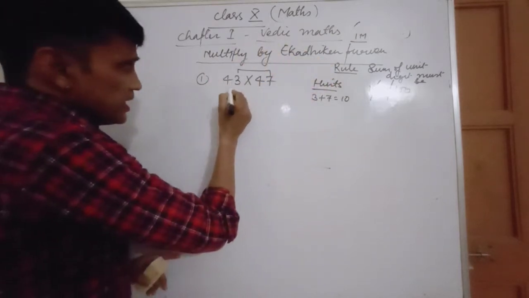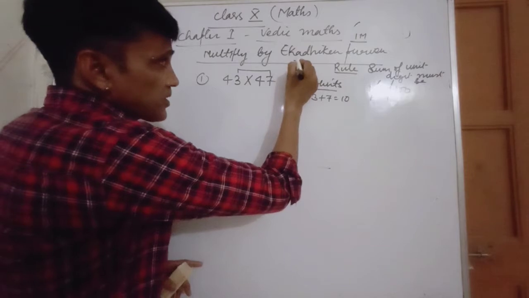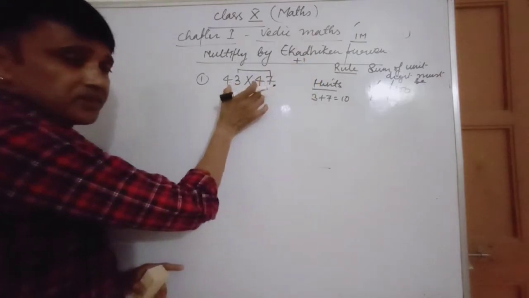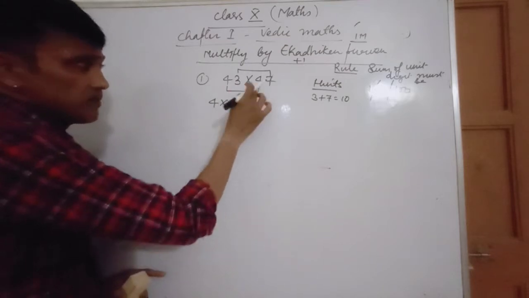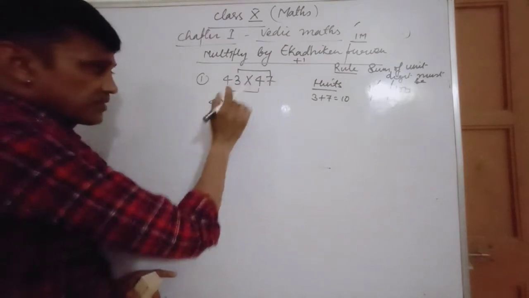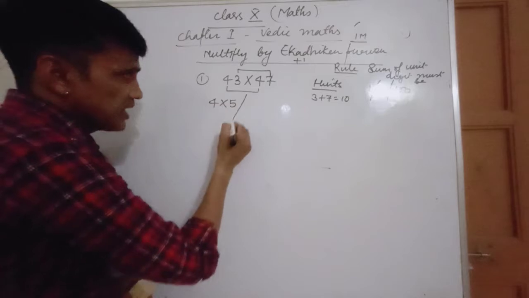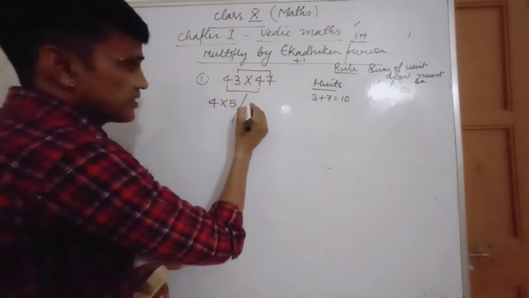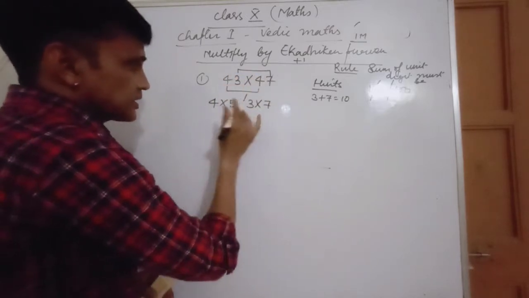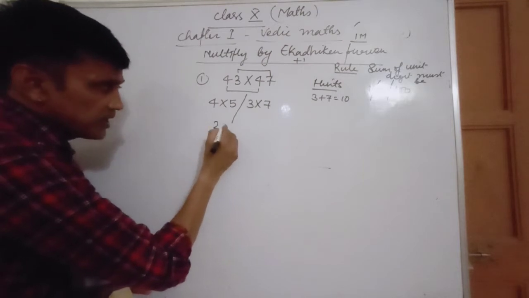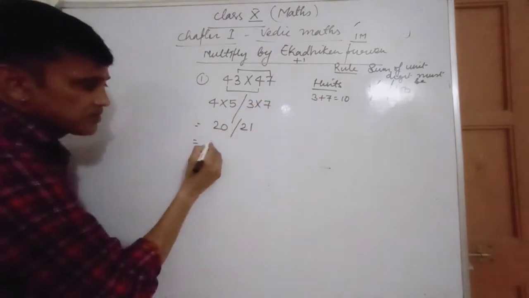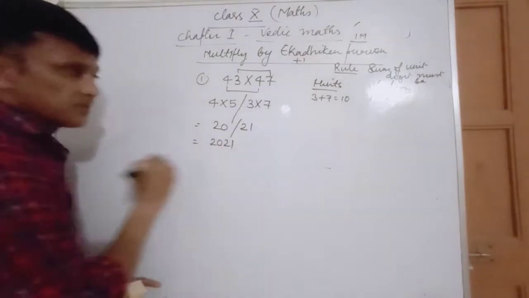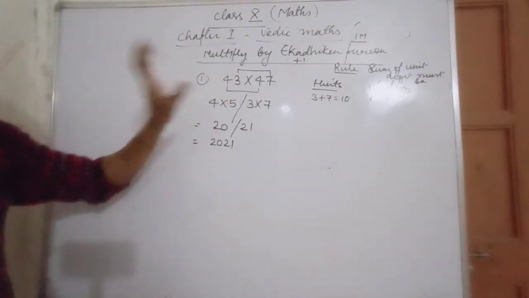See, एकाधिकेन means plus 1 in the same digit. 4 into 5, 4 multiplied by एकाधिकेन means add 1 to the next digit. 4 multiplied by 5, dash, 3 multiplied by 7. 5 4s are 20, 3 7s are 21. Means answer is 2021. This is a 2 digit number.